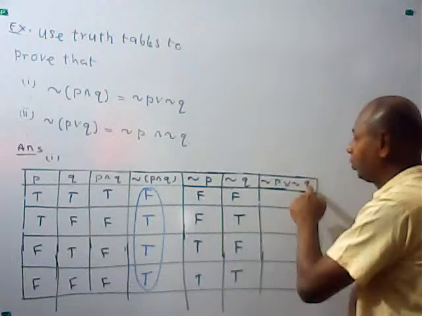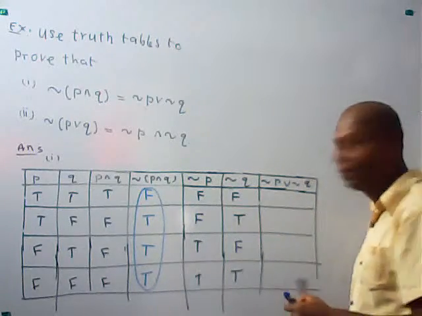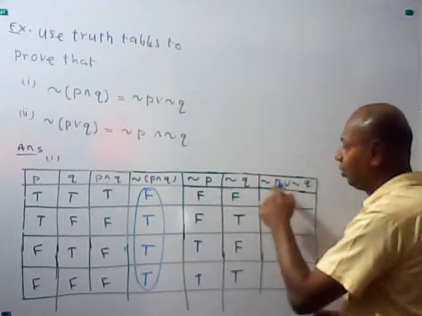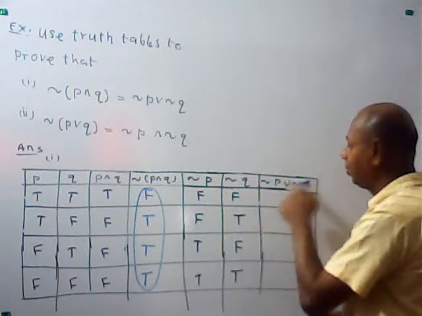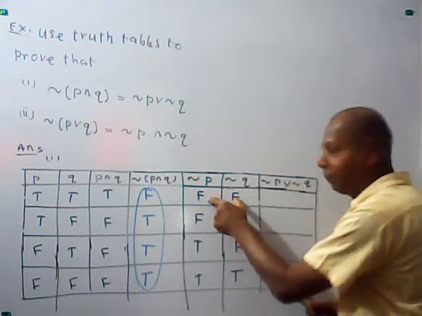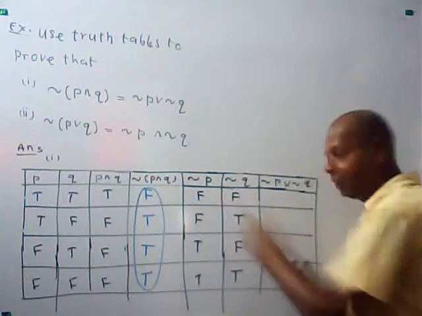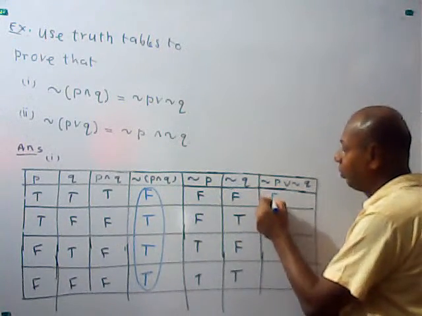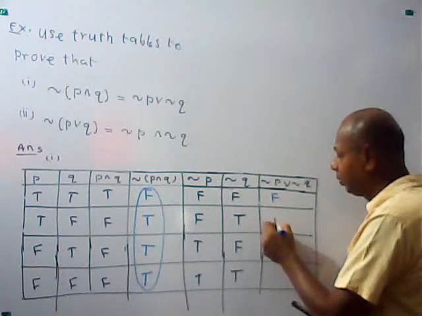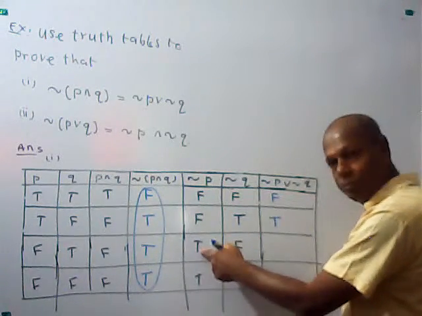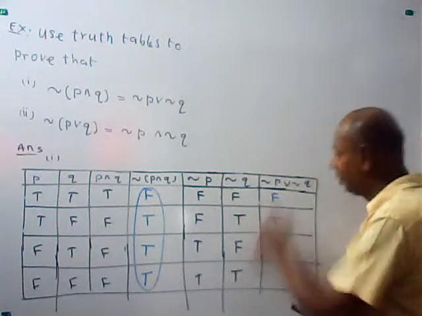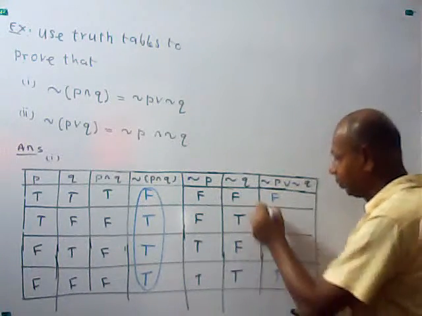Now, not P or not Q. You know that an or statement is false only in one case. It is false only if these two are false individually. So this is false. Here one of them is true, so it is true. Here both are true, so this statement is true.